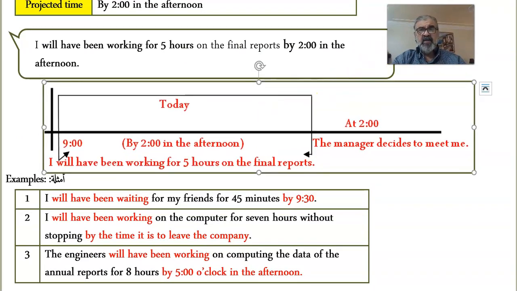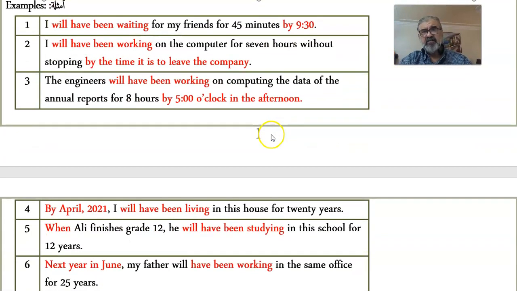Okay? Now, more examples. I will have been waiting for my friends for 45 minutes by 9:30. So what time is it right now? It's 8:45 in the morning or in the evening. And you thought that when you come to the cafe, whatever, your friends will be there waiting for you, but they had got stuck in a traffic jam. You called them, you asked them, where are you? So they said, we still need 45 minutes to be in the cafe. So you say this: I will have been waiting for my friends for 45 minutes by 9:30.